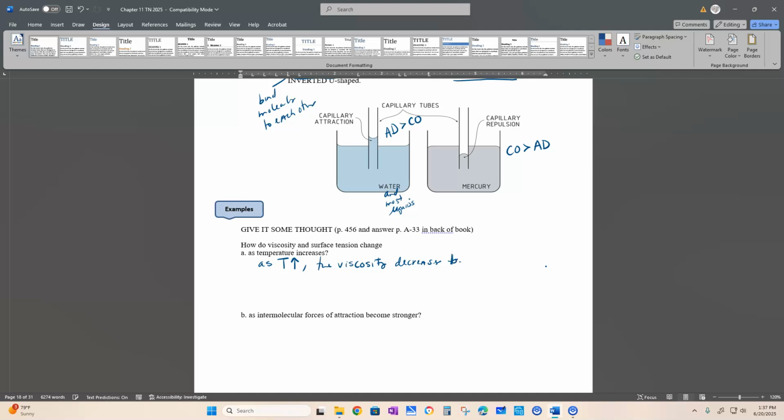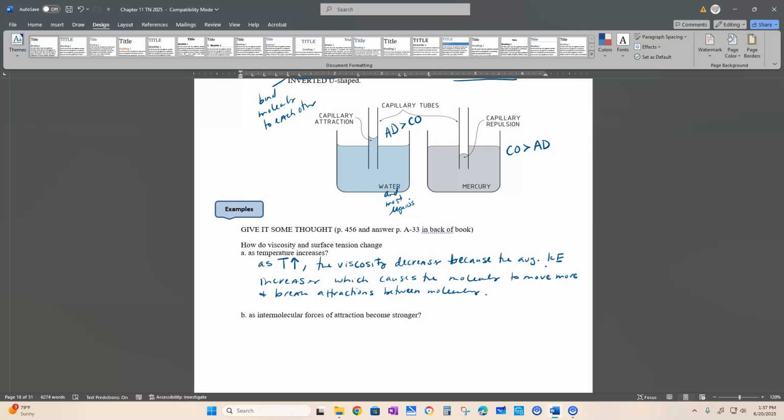because the average kinetic energy increases, which causes the molecules to move more. And breaks attraction. Remember, we're not breaking bonds. We're breaking attraction between molecules. Okay, so that's how temperature can affect viscosity.